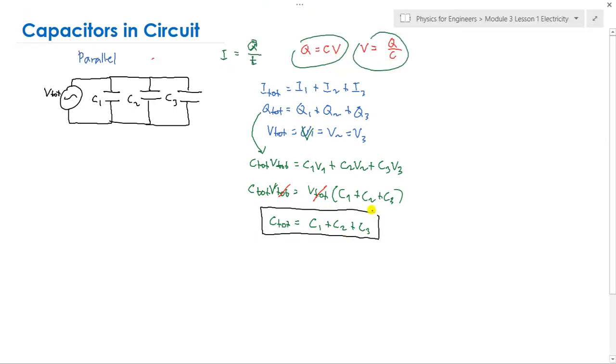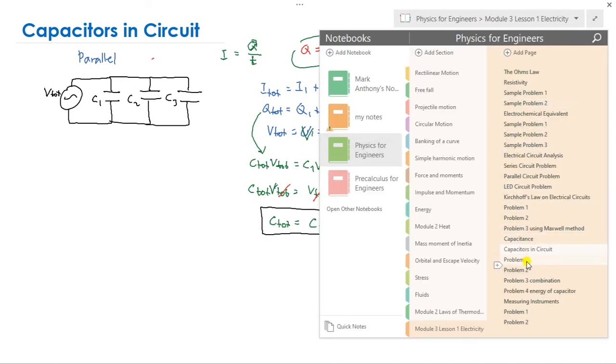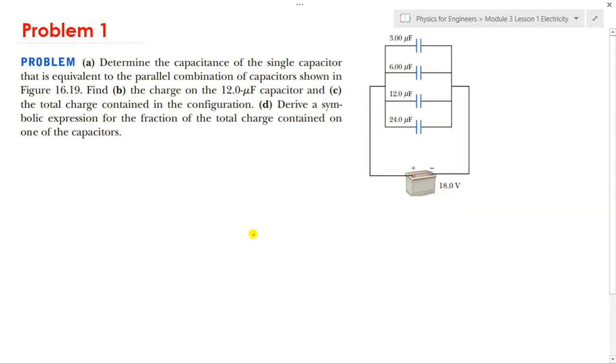Actually, class, the two are reversed for resistor and capacitor, so please take note of that. So we're going to have some examples here. Problem number 1: determine the capacitance of the single capacitor that is equivalent to the parallel combination of capacitors shown in figure 16.9. Then find the charge on the 12 microfarad capacitor and the total charge contained in the configuration.